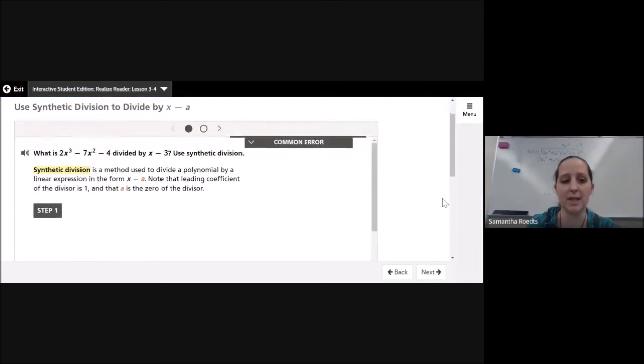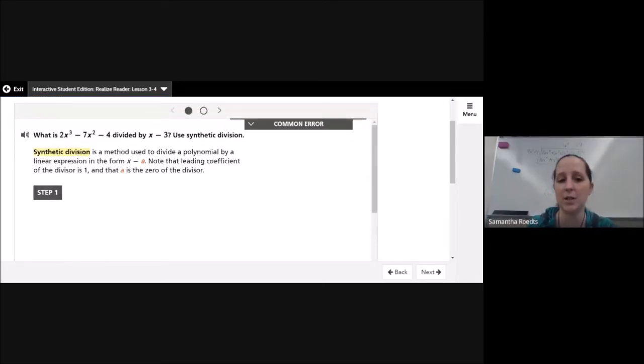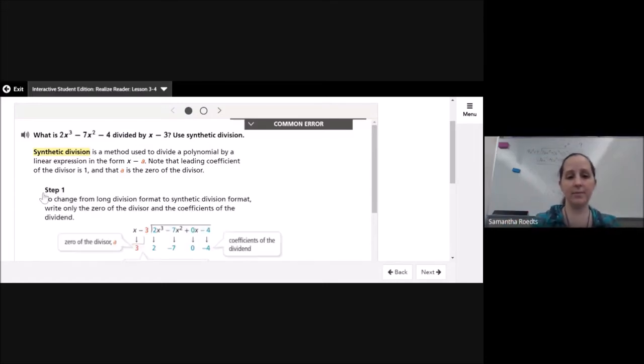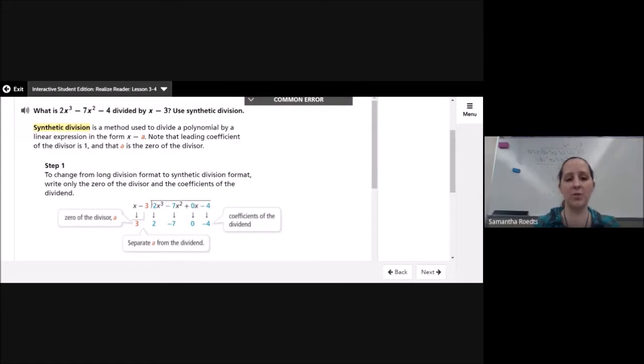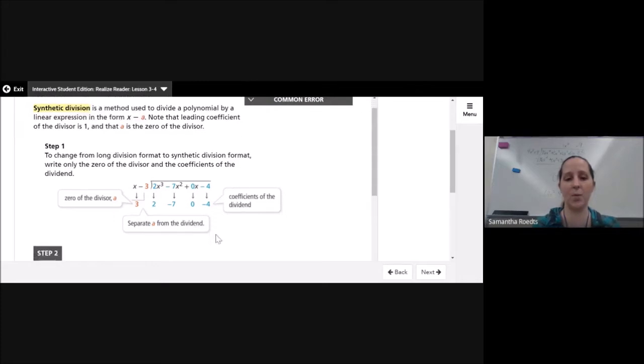So my solution: synthetic division is a method used to divide a polynomial by a linear expression in the form x minus a. Note that the leading coefficient of the divisor is 1 and that a is the 0 of the divisor. Step 1, to change from long division format to synthetic division format, write only the 0 of the divisor and the coefficients of the dividend. Instead of x minus 3, I just write 3, and I write all my coefficients. So the 0 of the divisor is a, so x minus 3, 3. Then I have 2x cubed minus 7x squared plus 0x minus 4. Again, we had to add that 0x in because it wasn't in our original. So I have 2, negative 7, 0, negative 4.